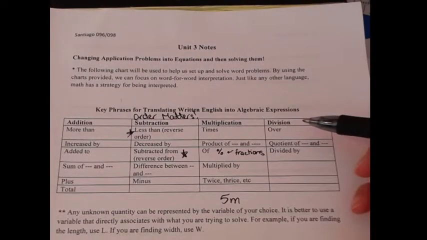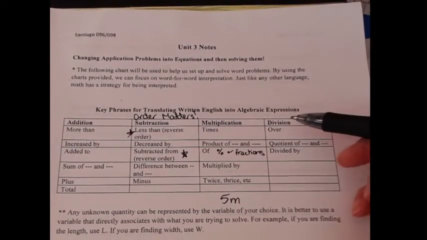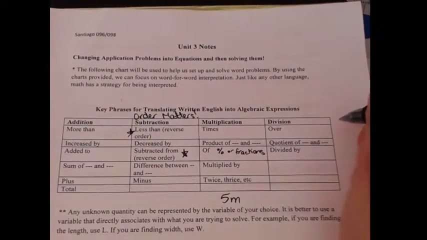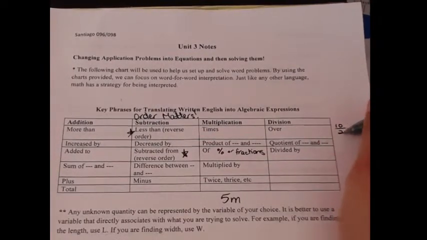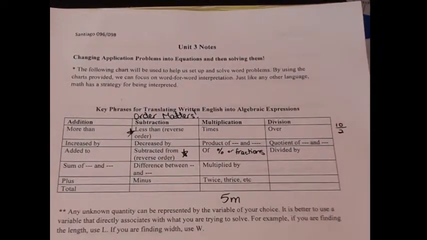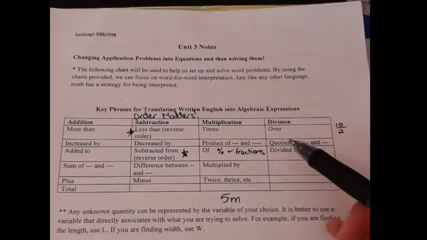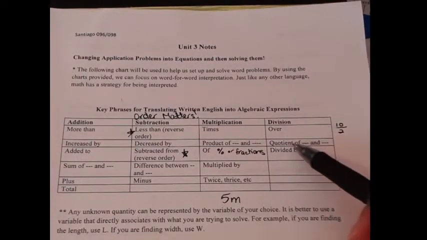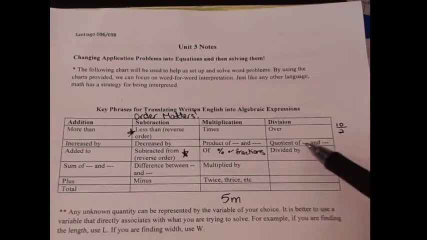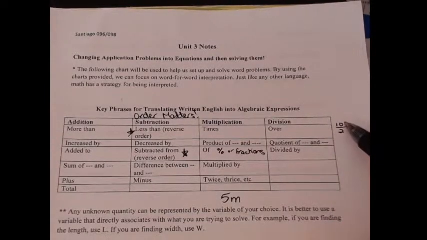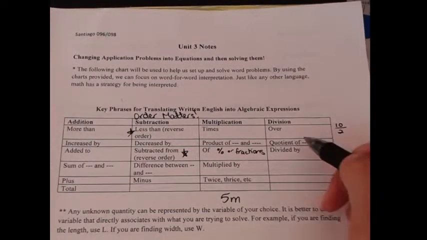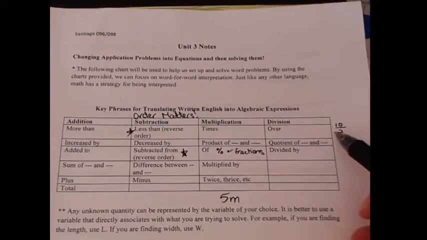So the clue phrases that indicate division are over, like 10 over 2, right? 10 over 2, duh, we say that all the time. We have the quotient of, this one we don't say all the time. So the quotient of 10 and 2. Notice that the 10 represents the numerator, and that's essentially the first blank. And then the 2 represents the denominator, and that's the second blank.